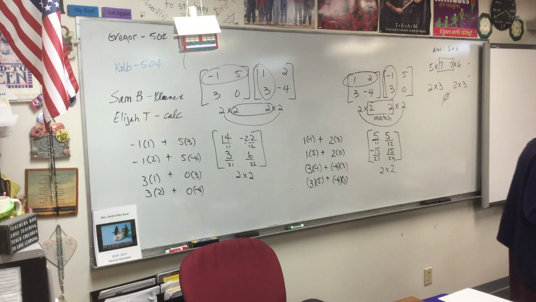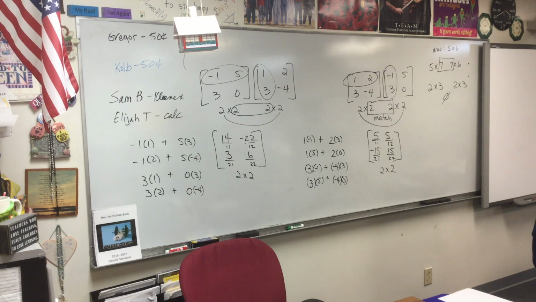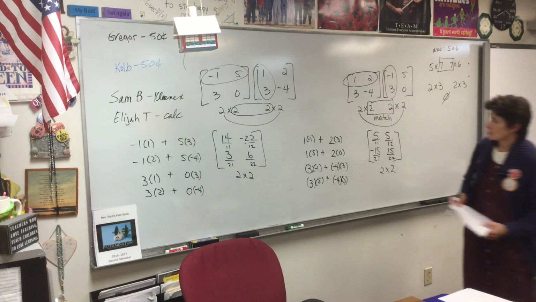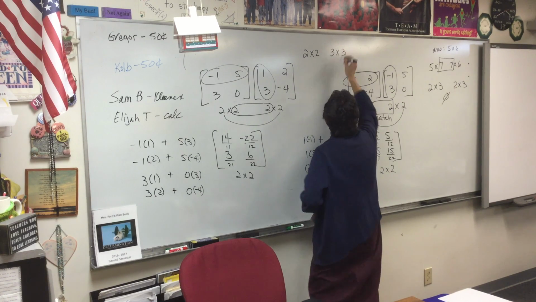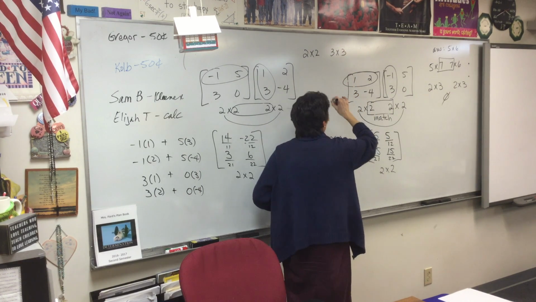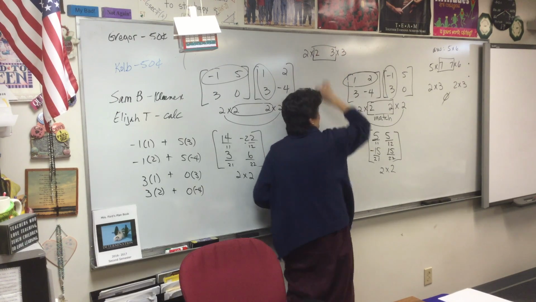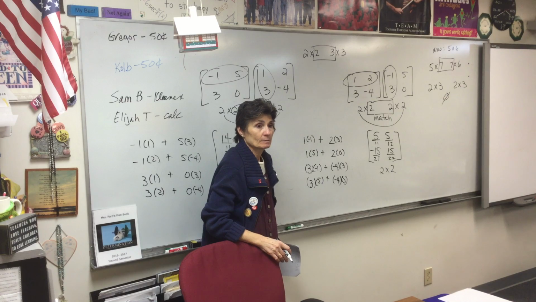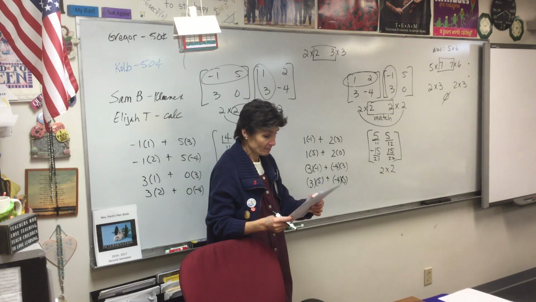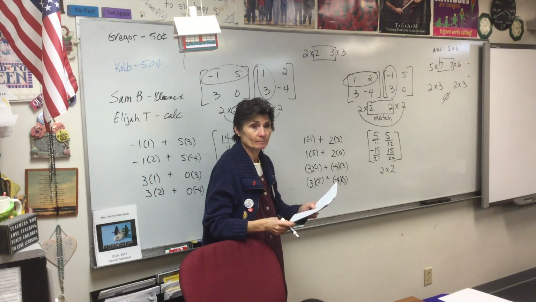What are the dimensions of D? 2 by 2. What are the dimensions of E? 3 by 3. And what's our rule? A 2 by 2 and a 3 by 3 will not multiply because these do not match. So problem C is an empty set.